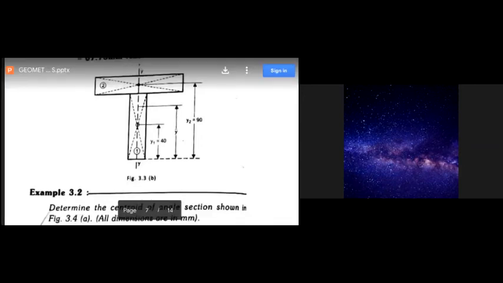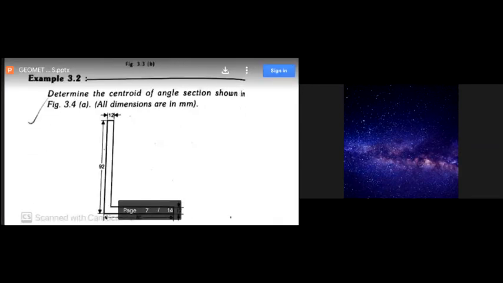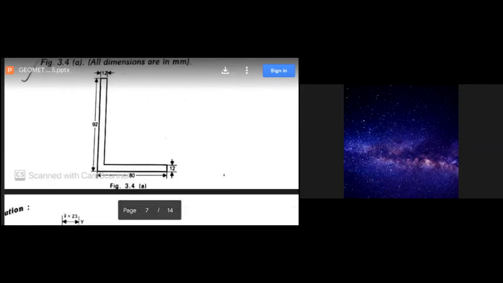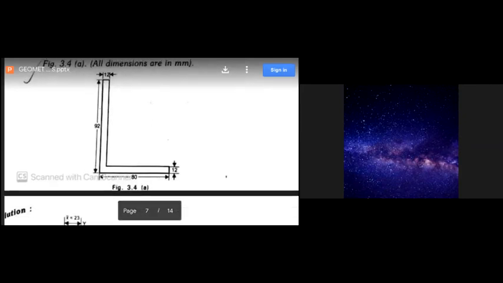Okay, next, second problem. Determine the centroid of the angle section shown in the figure. All dimensions are in mm and the dimensions are given in the figure. So here the angle section is nothing but an L shape.